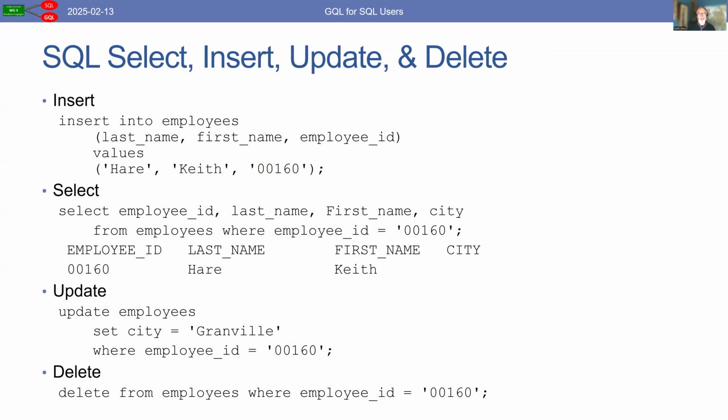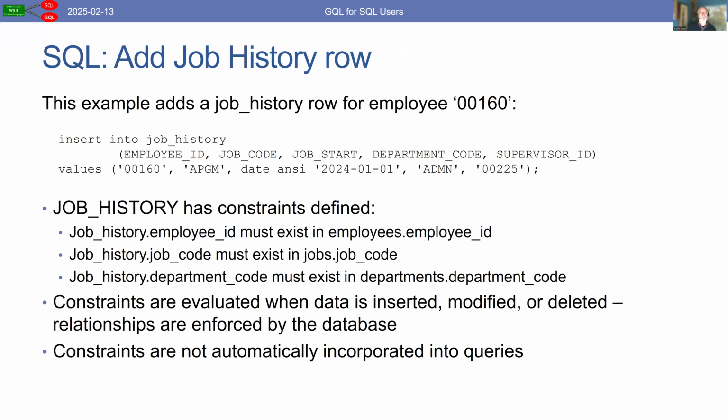We can operate on data. We insert data with an insert statement. We select data with a select statement: select some columns from employees where employee ID is equal to 00160. We can update the data and we can delete the data. This is sometimes described using the acronym CRUD: create, read, update, and delete. But I sort of prefer insert, select, update, and delete.